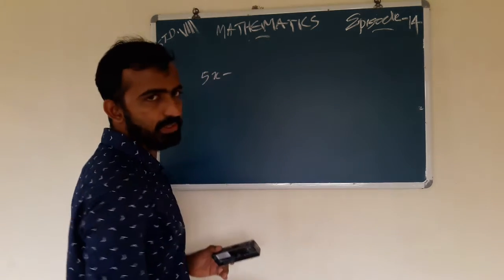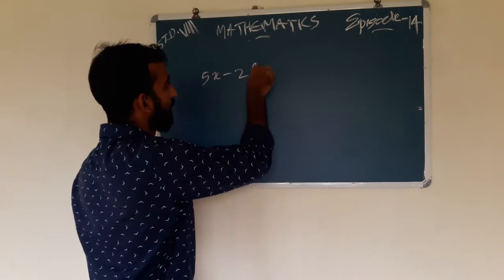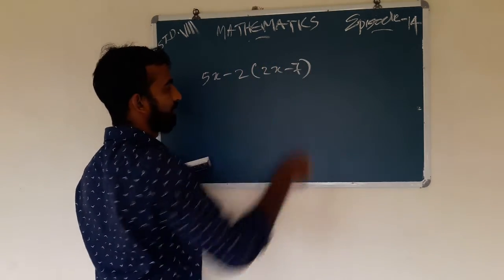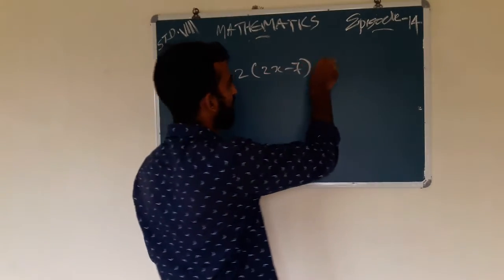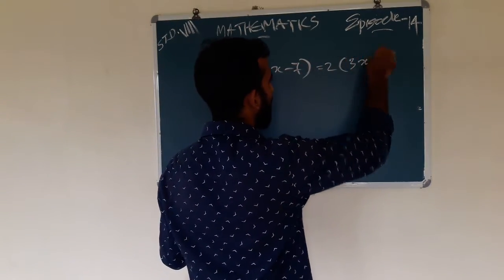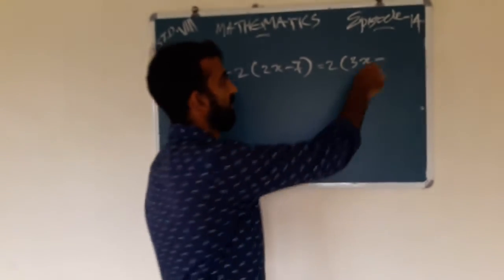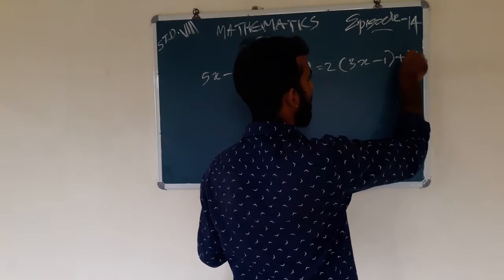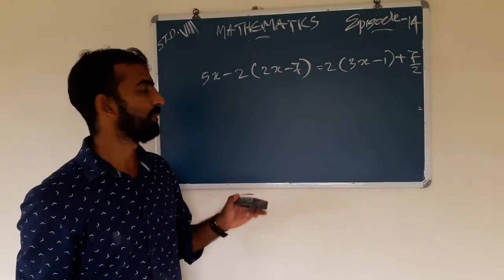5x minus 2 into 2x minus 7 equal to 2 into 3x minus 1 plus 7 by 2. Is it?